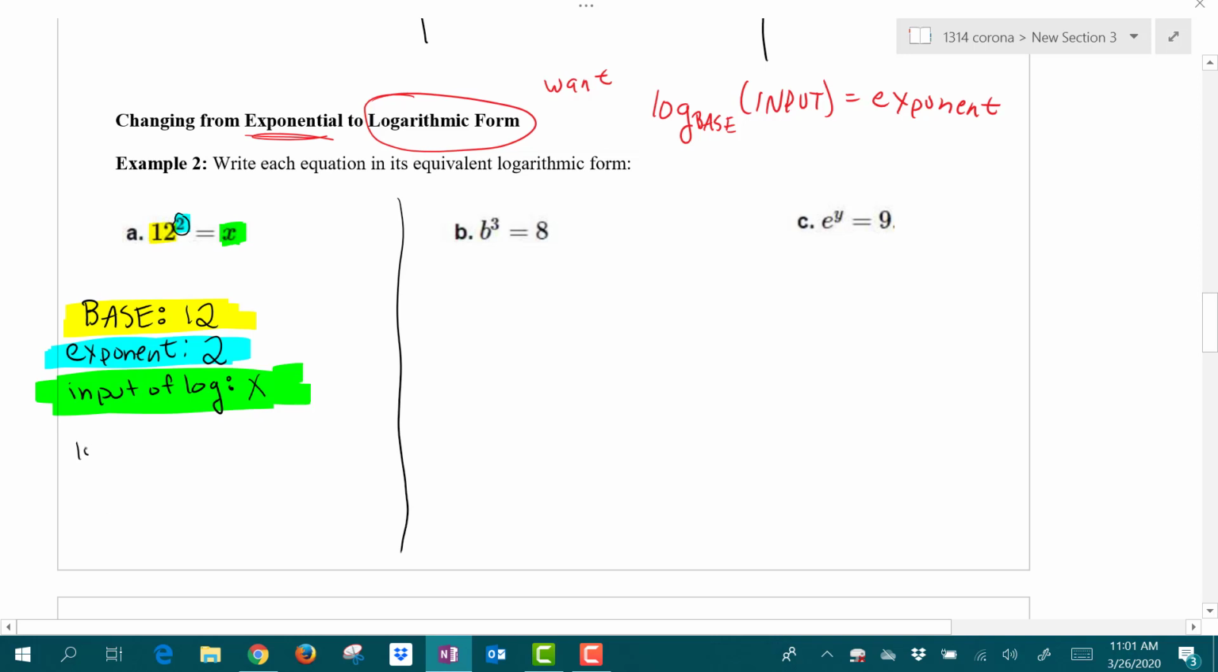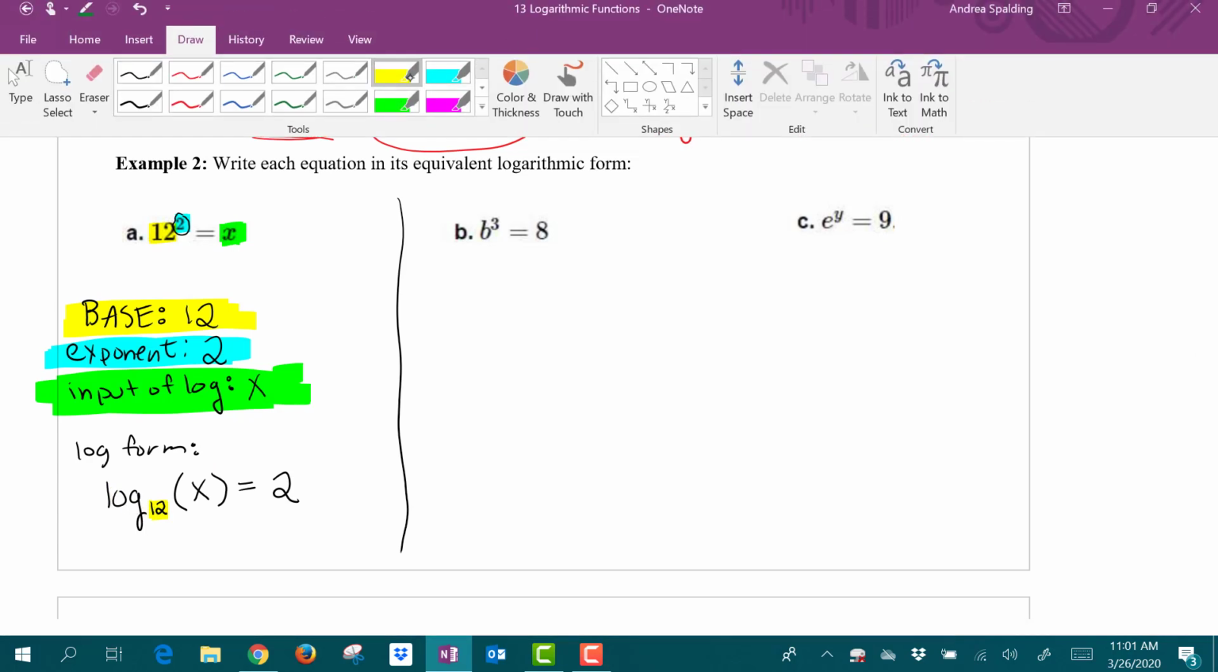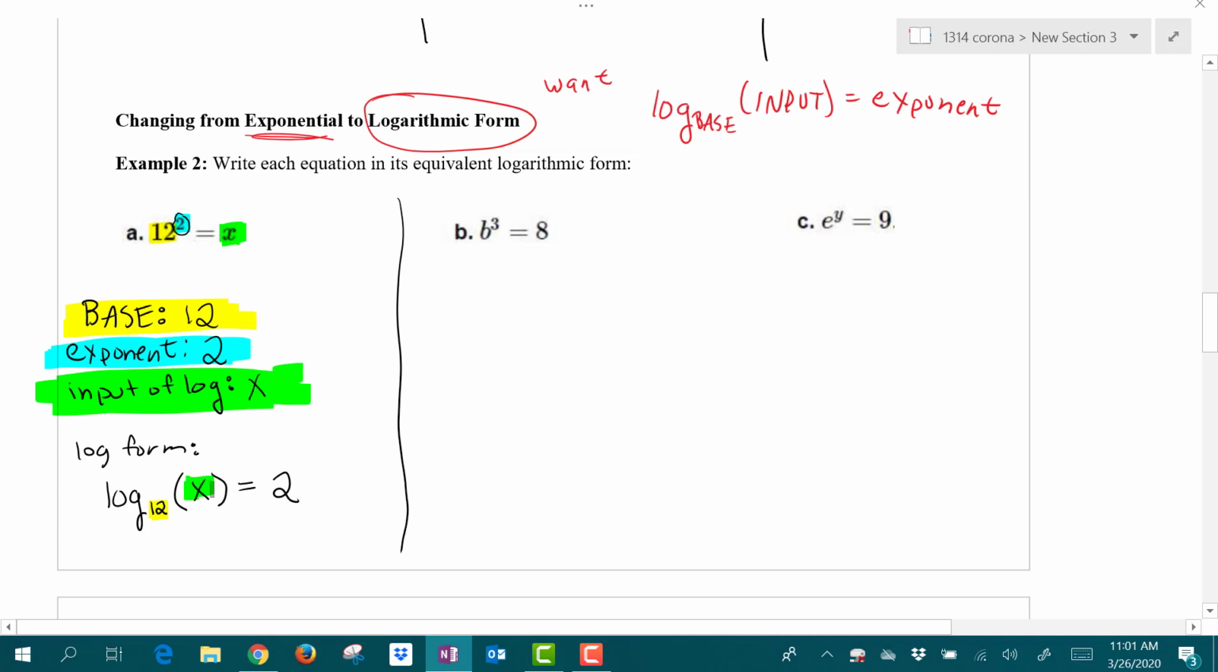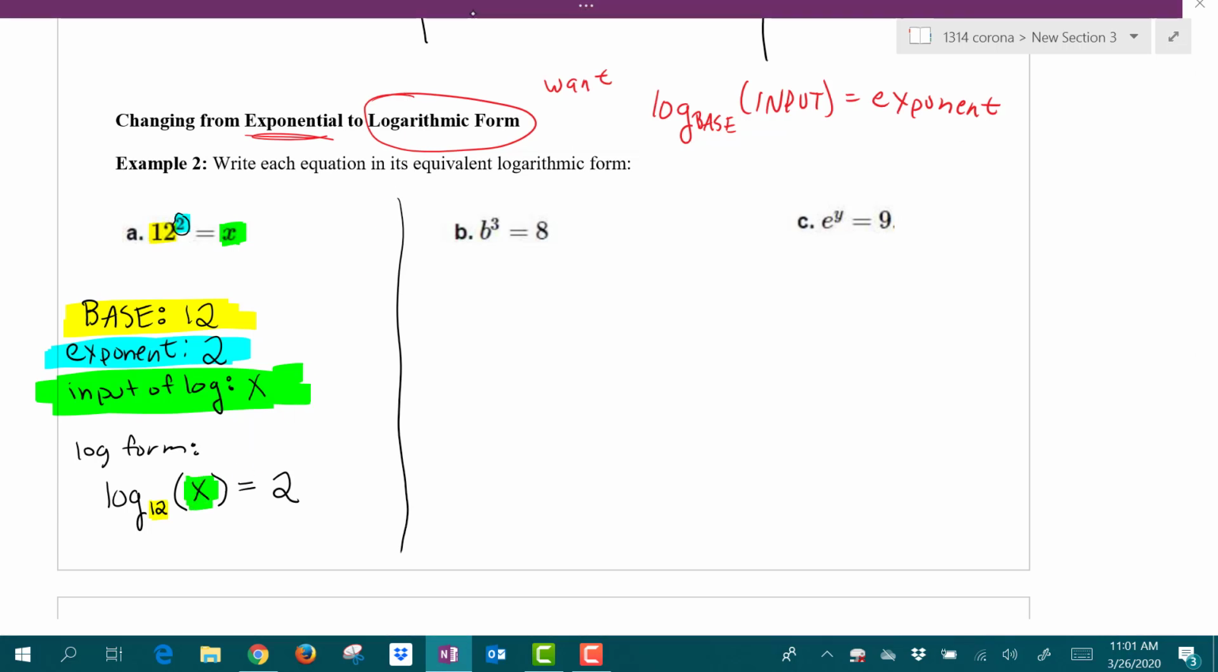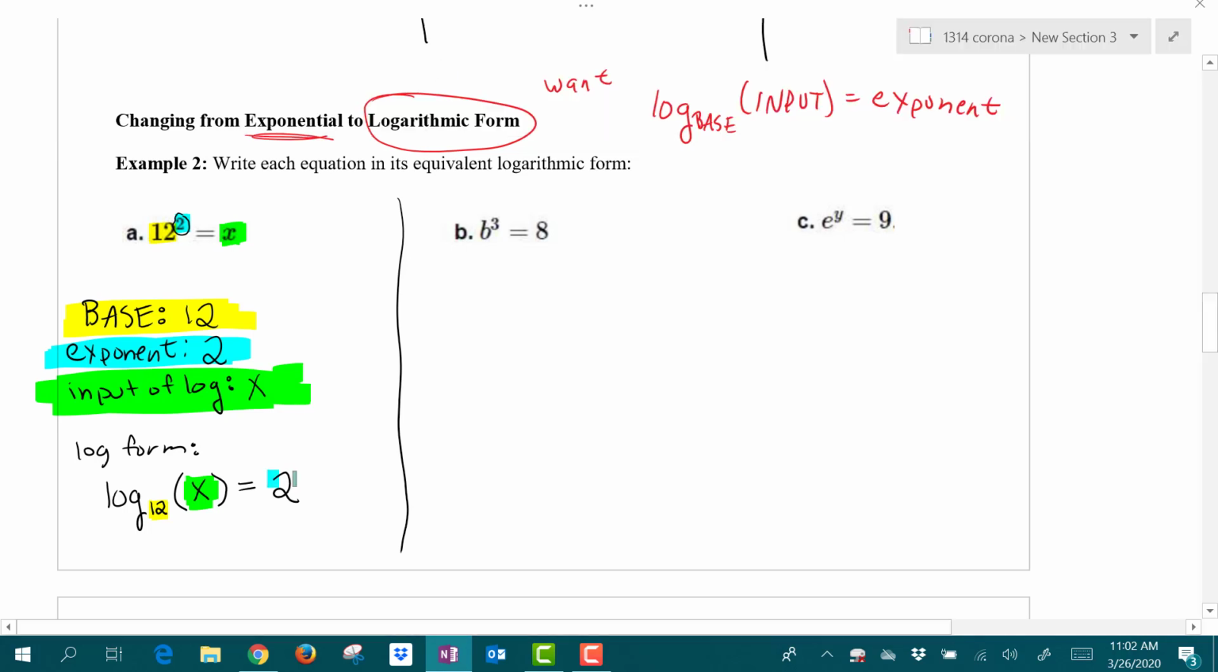All right, so once we identify those 3 moving parts, we're going to say, well, what's the log form? Well, we're going to write the word log, because log form has the word log. We're going to put the base to the bottom right of the word log. The input of the log, x, is going to go inside, and that's going to be equal to the exponent, which is 2. So the base is the small number to the right of the word log, so you do have to put the word log yourself. If you don't have the word log, you're not in log form. The input of the log is x, and the exponent there is 2.